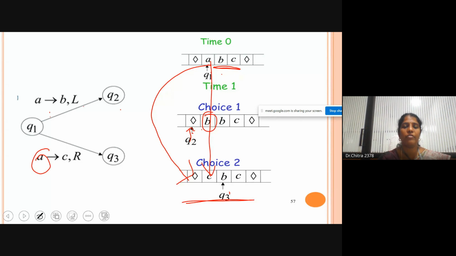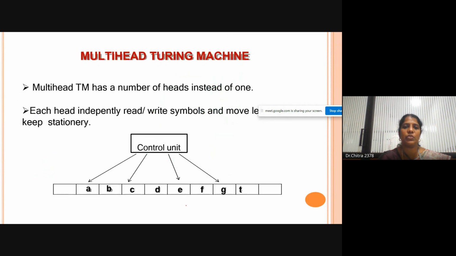This is more powerful, because it can process in 2 different dimensions. But the thing is, if the processing is not correct, we require backtracking. So there is no deterministic path. Hence, this is called the non-deterministic Turing machine.